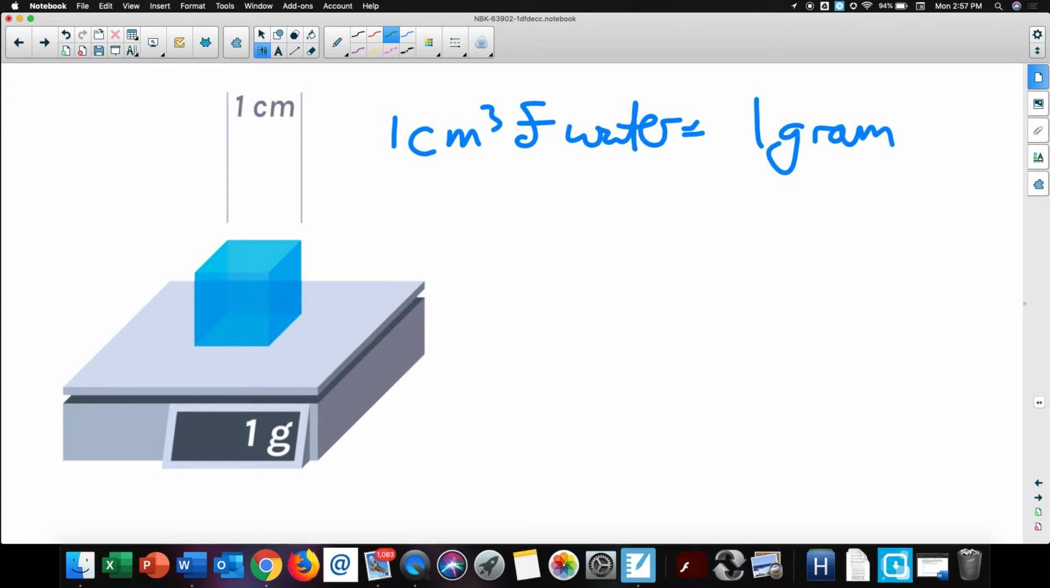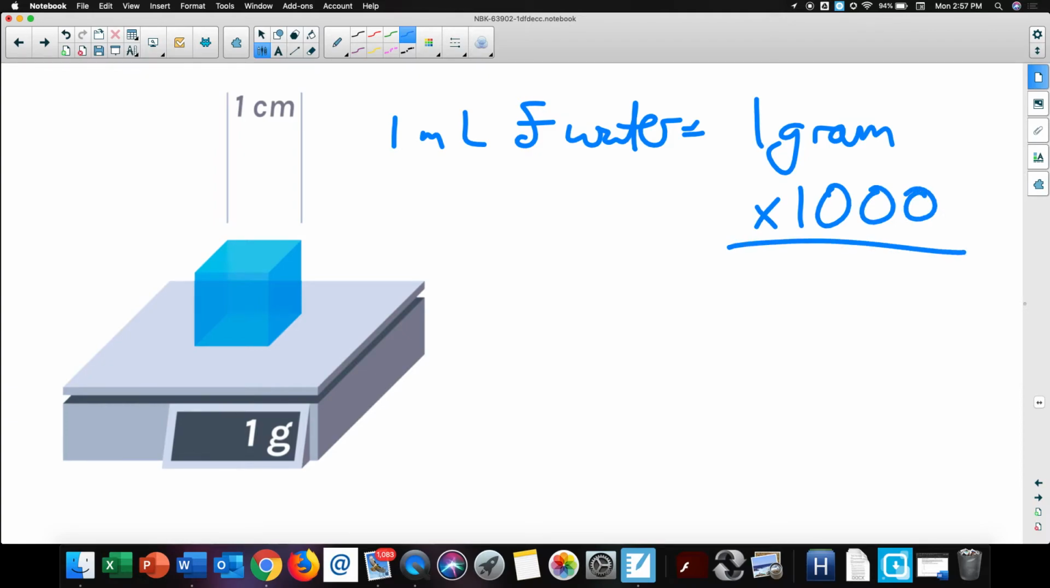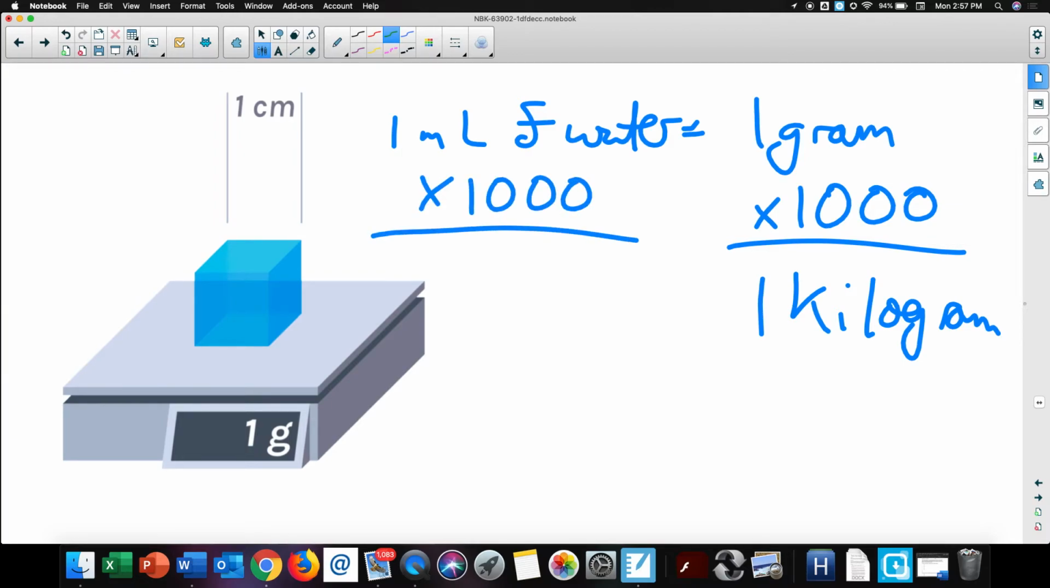And I'm actually going to change this. I'm going to make this 1 milliliter of water. 1 milliliter of water is defined as 1 gram. That's where the gram came from. If I have 1,000 grams, how much weight do I have? A kilogram. If I have 1,000 milliliters of water, how much water do I have? A liter.